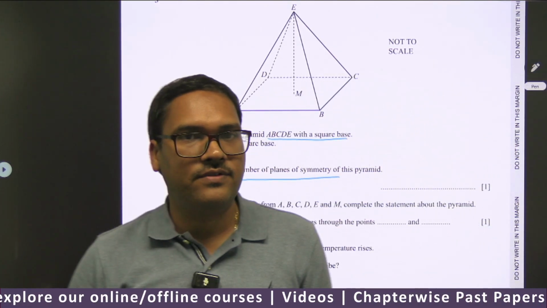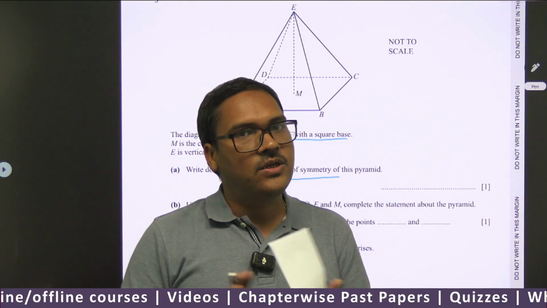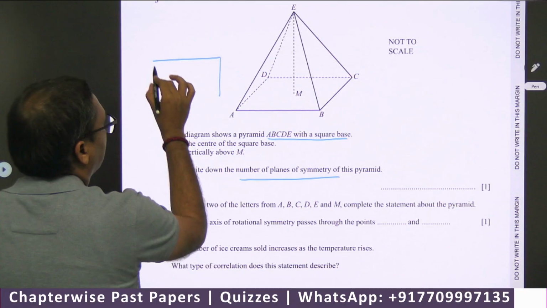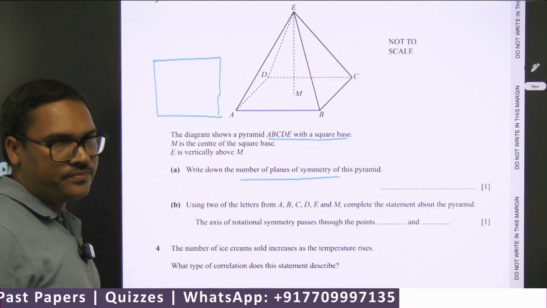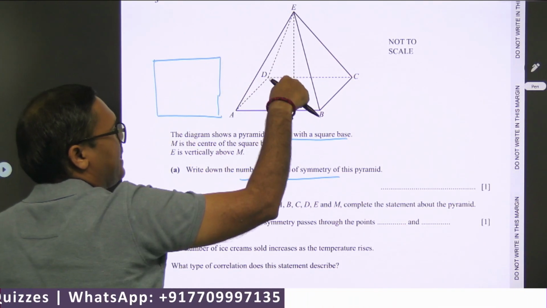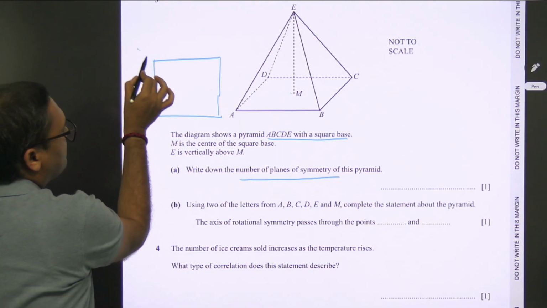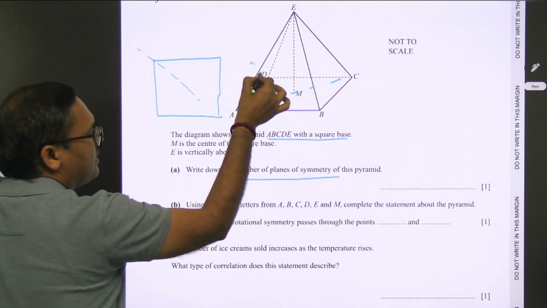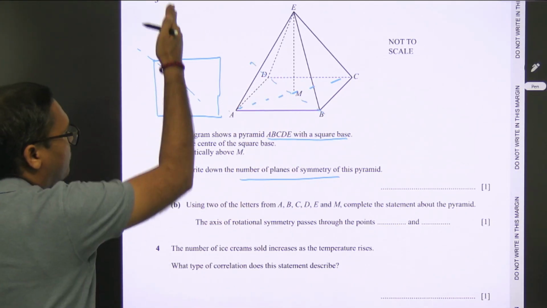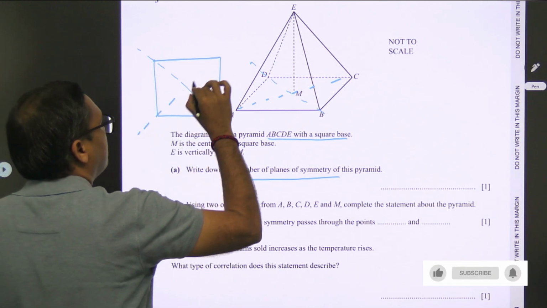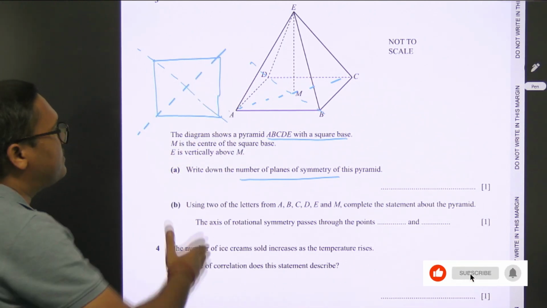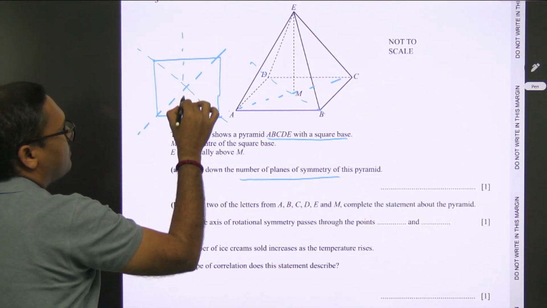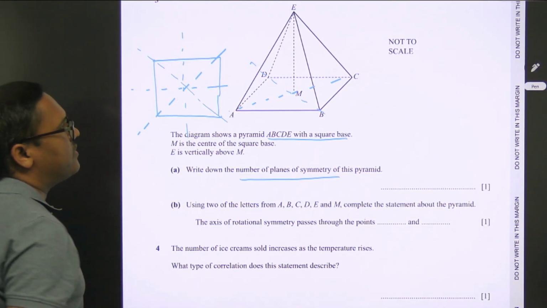Now, what is a plane of symmetry? It divides the three-dimensional figure into the same parts, the symmetric parts. If this is a square, you can understand this. Let's say this is the square, and this is exactly above this. So I can say this is one plane of symmetry. This is another plane of symmetry, and this is also a plane of symmetry. This is another plane of symmetry, and this is another plane of symmetry. So how many are there?